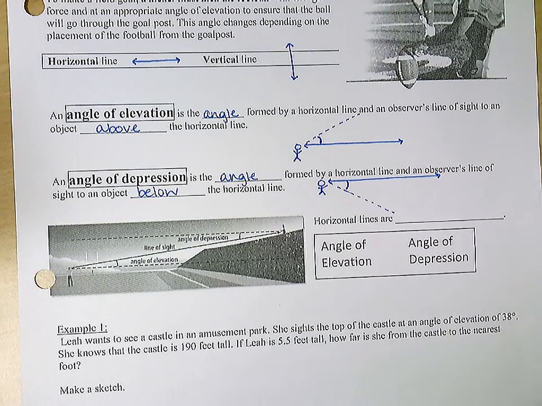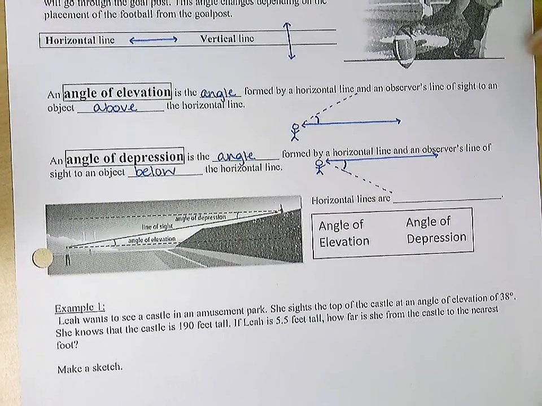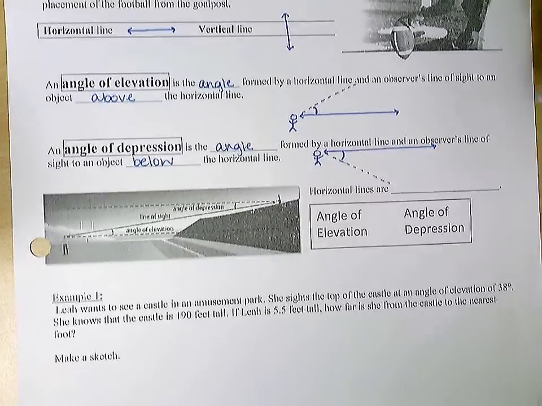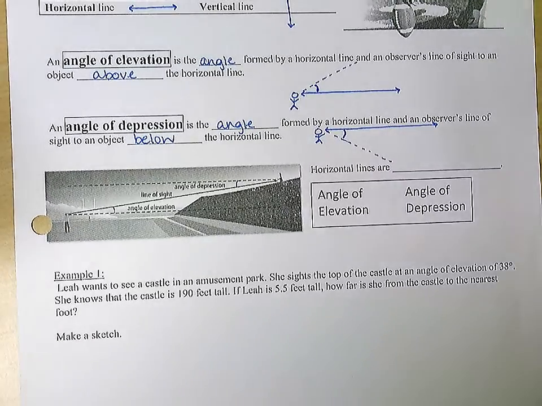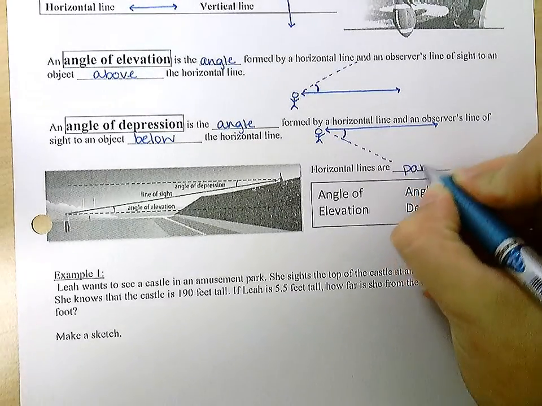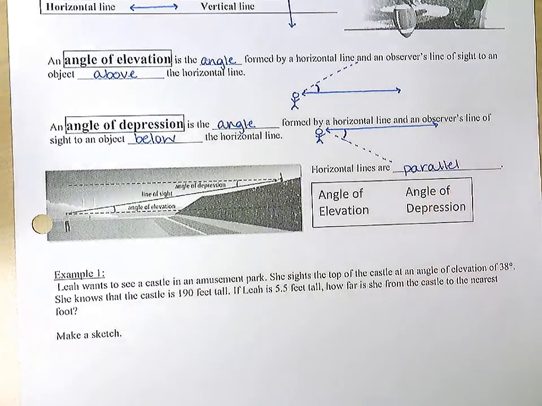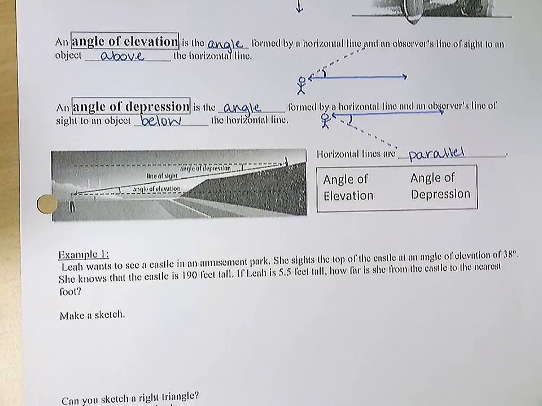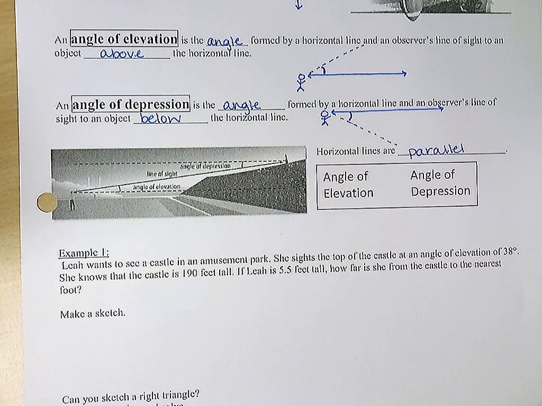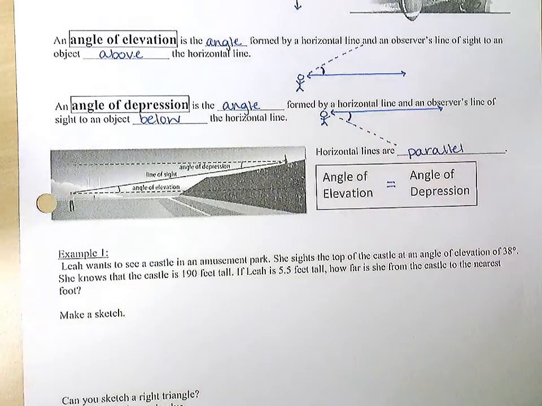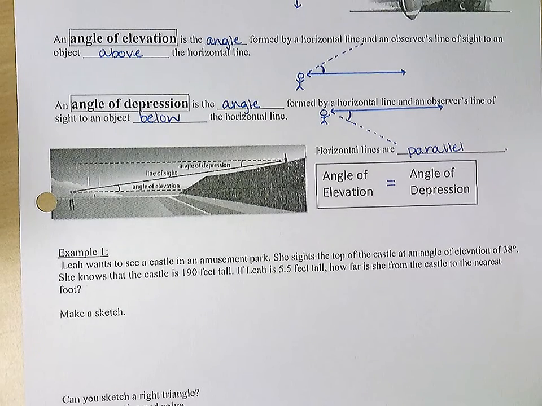So those are our two angles that we're looking at today. Now, horizontal lines are all parallel to each other, meaning the angle of elevation will be equal to the angle of depression. So they are equal to each other, and I'll show you that in the picture on the left.